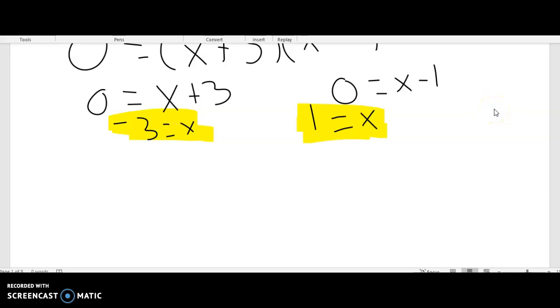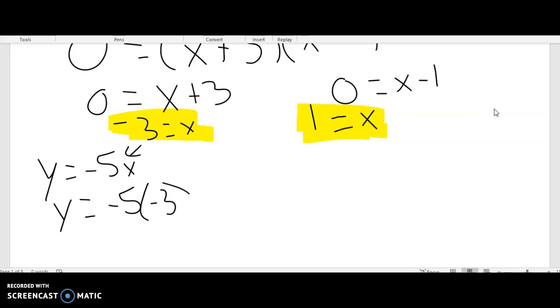So if we have y equals negative 5x, and we said that right here, x equals negative 3, we're going to have y equals negative 5 times negative 3, which means y equals positive 15. Our solution when x is negative 3 is y equals 15. So that particular point that we're talking about right now as one solution is going to be negative 3, 15.